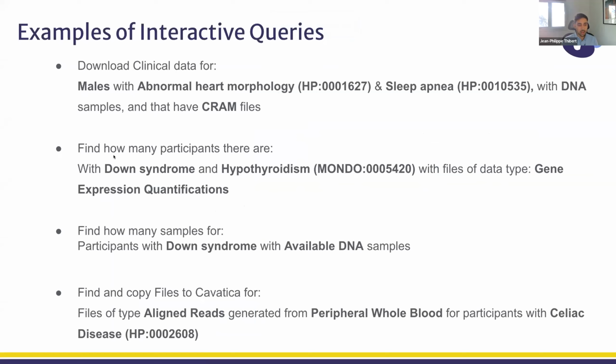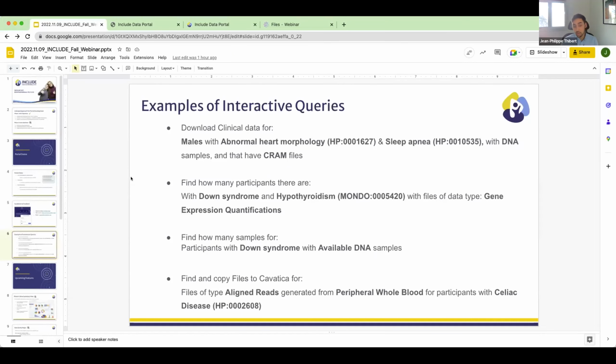I want to showcase, find how many participants there are with Down syndrome and hypothyroidism with files of data type gene expression quantifications. Also wanted to show how you could find how many samples for participants with Down syndrome with available DNA samples, and finally to copy files to Kvadaka. So we did a few. Maybe we could just do one of them, and you can do the rest on your own time as well. Or you could do this at the same time as me as well. So we could do the first one here, or maybe the last one actually.